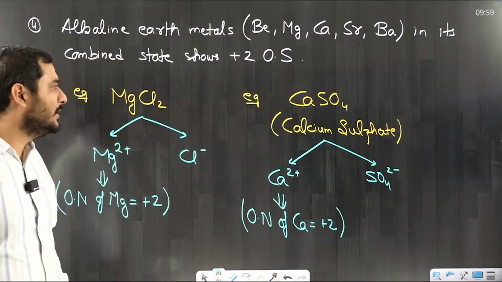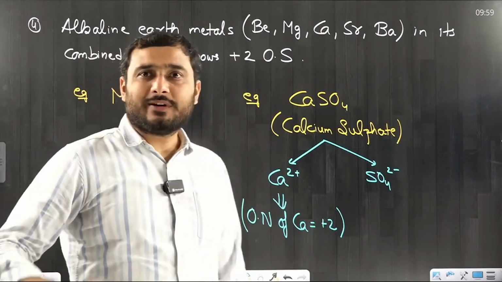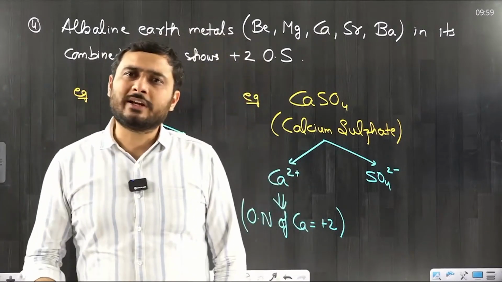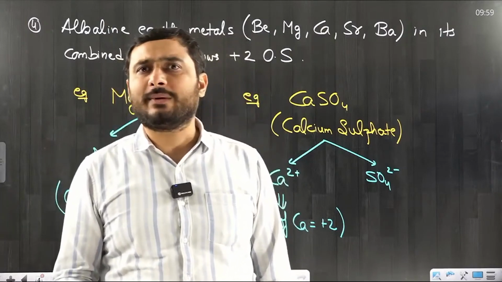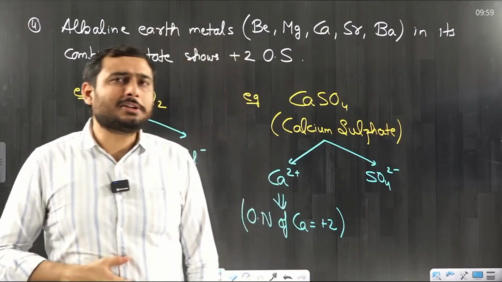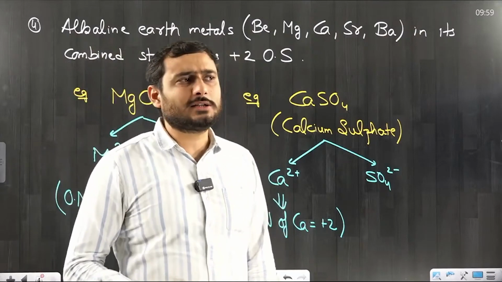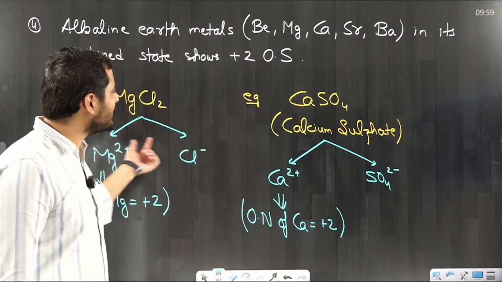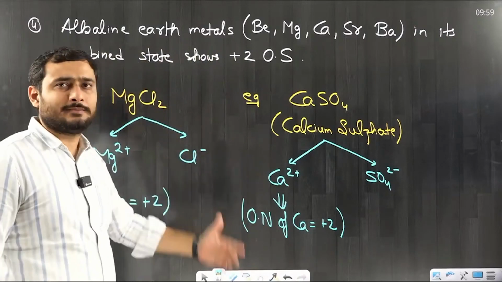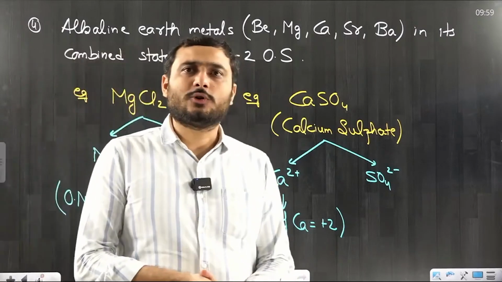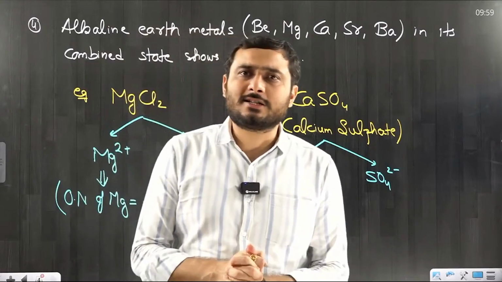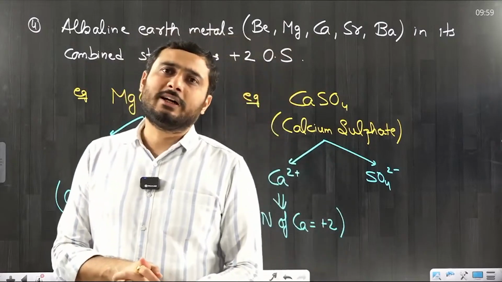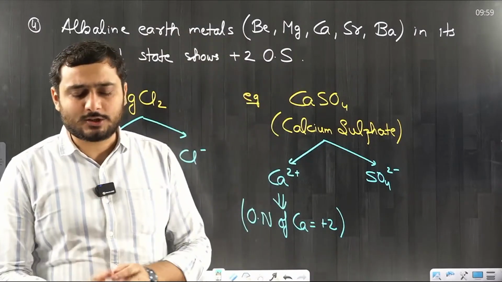+2. Alkali metals have one electron in the outermost shell, so they lose one electron, and what is formed? A cation having +1 charge. Alkaline earth metals have how many electrons in the outermost shell? 2 electrons. So they will lose 2 electrons, and what charge is present? +2 is present in its combined state. So these two points we have to remember. For alkali metals, the oxidation state is +1. For alkaline earth metals, the oxidation state is +2.